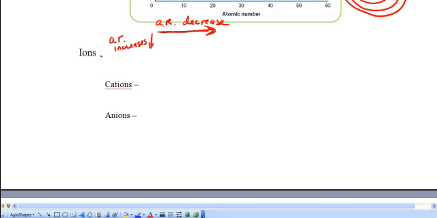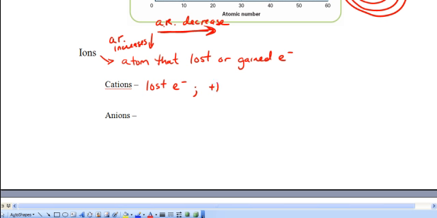Okay, we're kind of crossed over here just a little bit, so we'll draw an arrow down. This is an atom that has lost or gained electrons, either way. Now, if the atom has lost electrons, we call them cations. If they have lost electrons, they are positively charged.